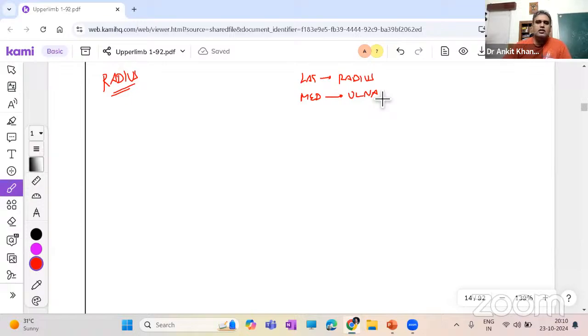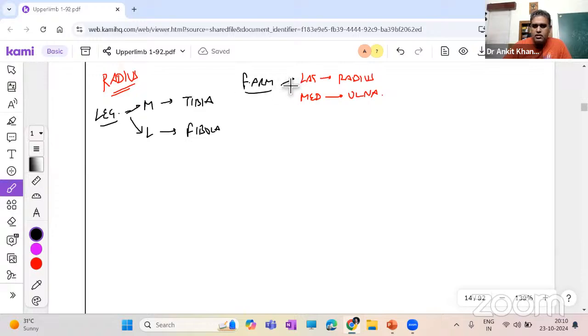Now, similar to the upper limb, in the lower limb also we have the region of the leg. In the leg also we have two bones. On the medial aspect we have a bone known as the tibia, and on the lateral aspect we have a bone known as the fibula. So in the forearm we have lateral and medial bones as radius and ulna, and in the leg we have the medial and lateral bones as tibia and fibula.